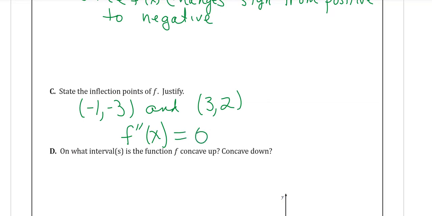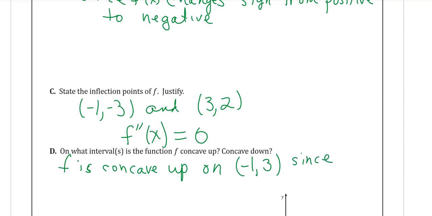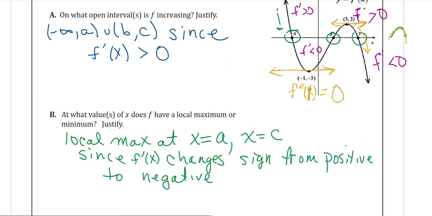On what intervals is the function concave up or concave down? So f is concave up on -1 to 3. It's going to be in between our inflection points there, because the second derivative is going to be greater than 0. And showing you that on the graph, you can see that right here in this stage, the slope of the tangent line of our derivative is positive. So we have a positive second derivative, so that means that we are concave up.